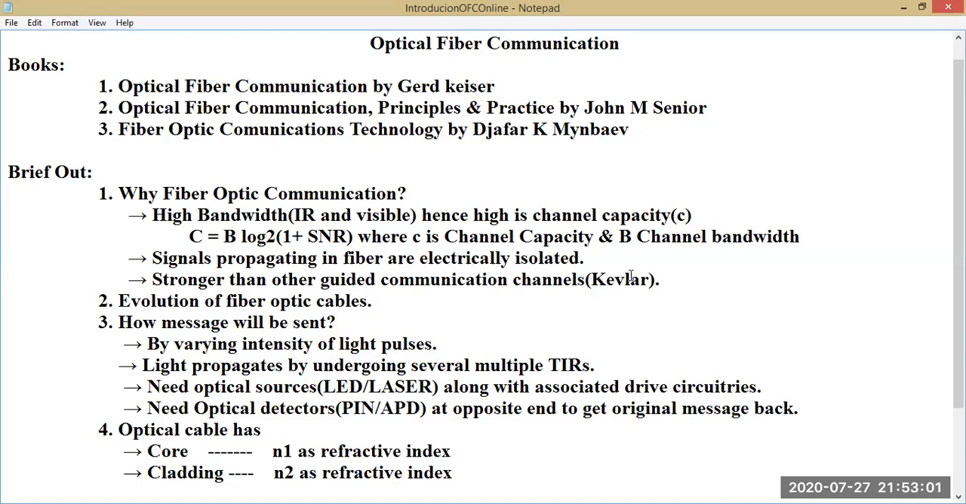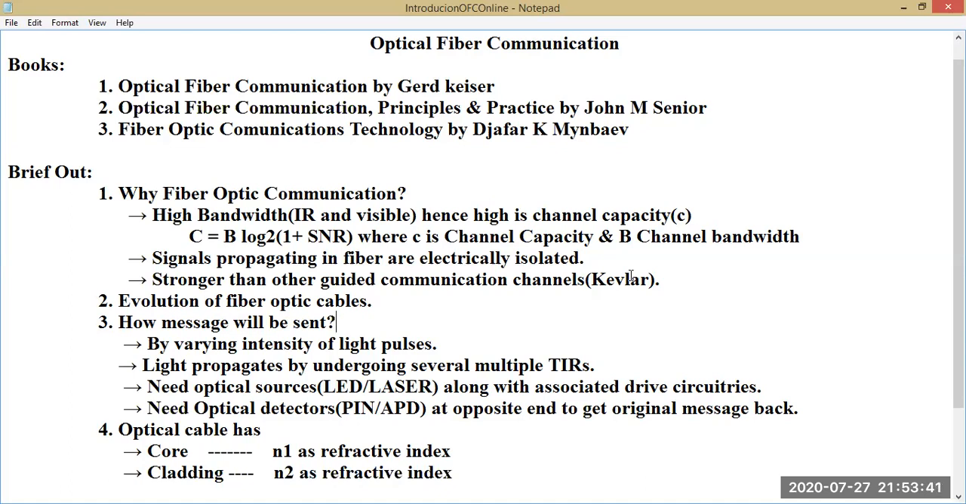And the third point that I want to discuss is how the message will be sent in these optical fiber cables. The message will be sent by varying the intensity of these light pulses. Therefore, it is clear that the message will be conveyed through these light pulses only. So we need to vary the intensity of these light pulses, and accordingly, this message will be sent towards the receiving end. So it means that in the case of optical fiber communication as well, we do some modulation, and that modulation is said to be intensity modulation.